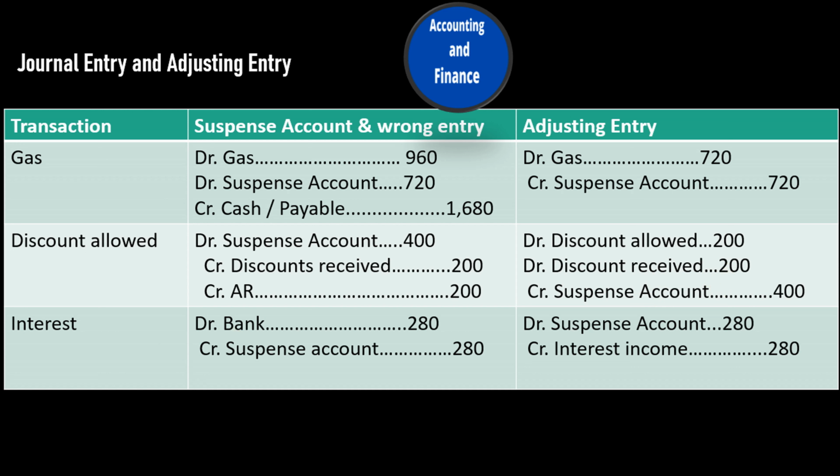Interest. Debit bank, 280. Credit suspense account, 280. Transaction, interest. Suspense account and wrong entry. Debit bank, 280. Credit suspense account, 280. Adjusting entry: debit suspense account, 280. Credit interest income, 280.